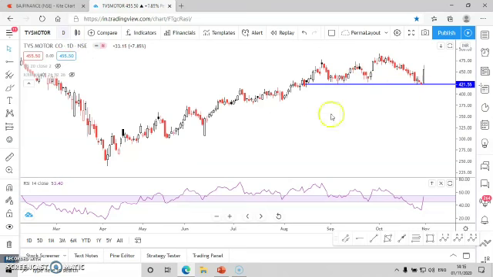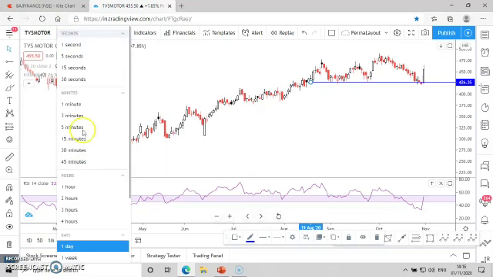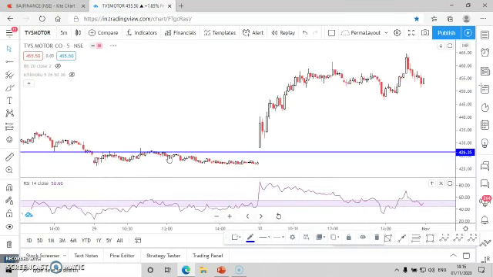So what we do is we mark the previous day high because we want to go long. If you want to go short, we'll mark the low. And then let's switch over to the 5 minutes chart. It opened with a bang, the 9:15 candle. It opened above the high, gave a pullback, two candles pullback, and again broke this high. So this is where I enter.